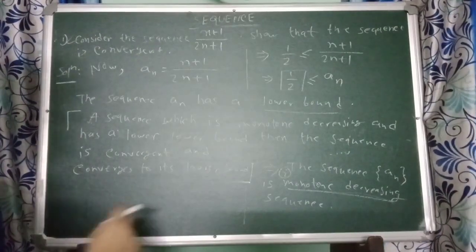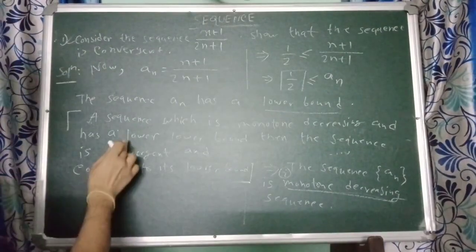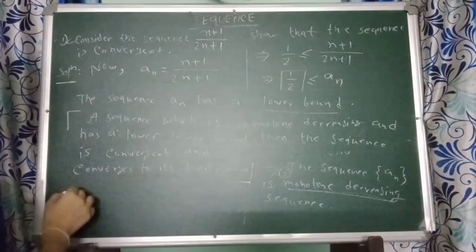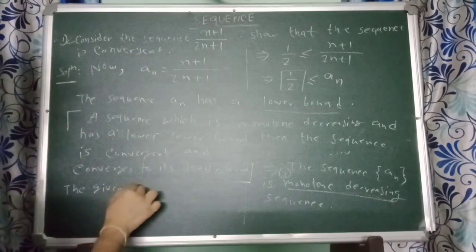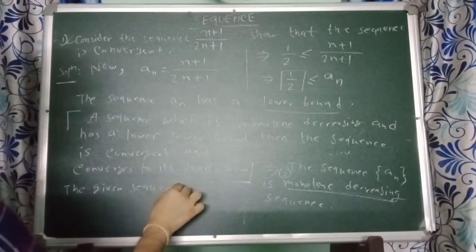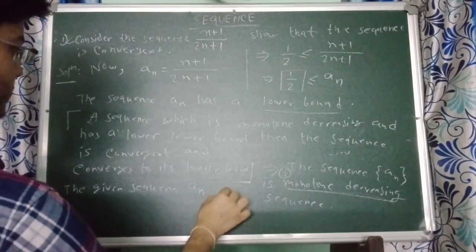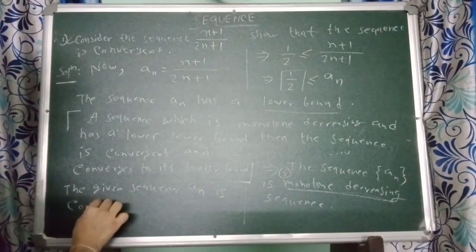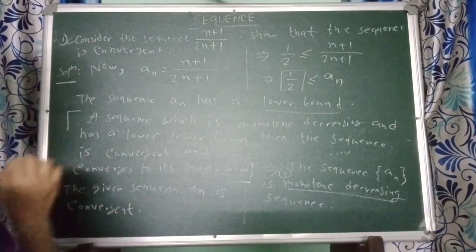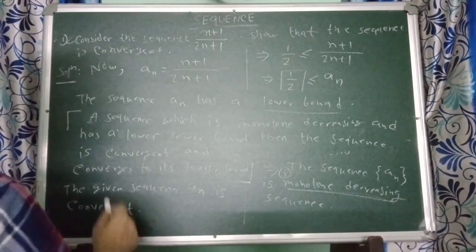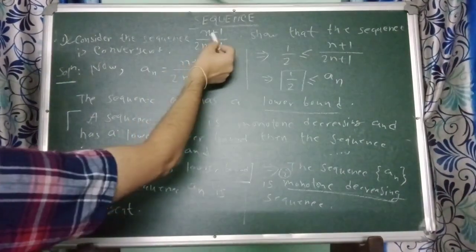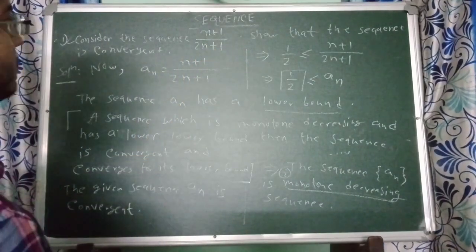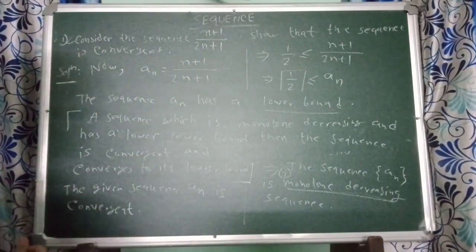So by this result we say that the given sequence a_n is convergent. So we show that the sequence (n+1)/(2n+1) is a convergent sequence.